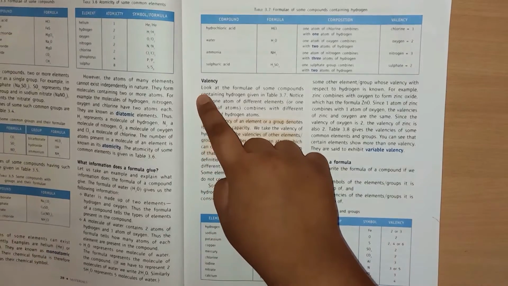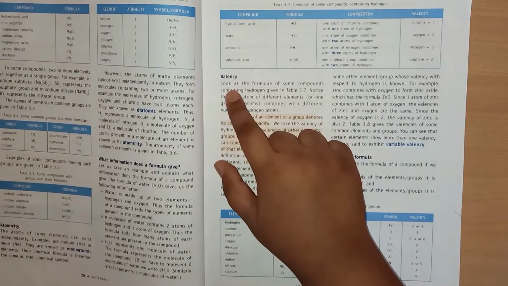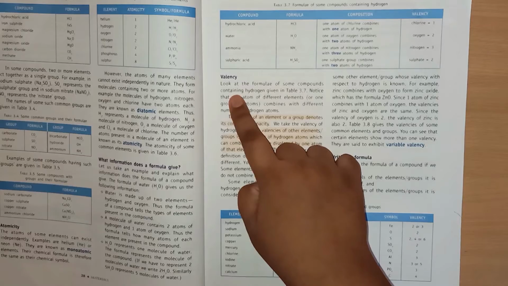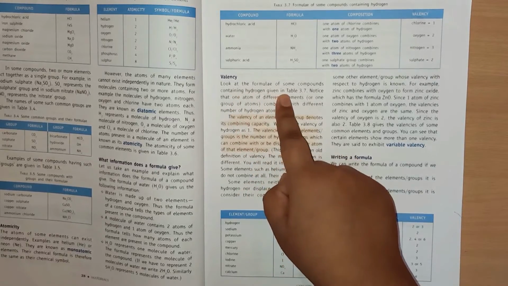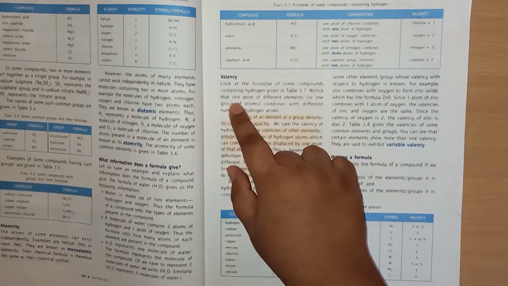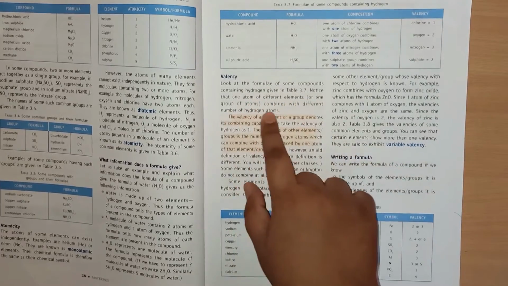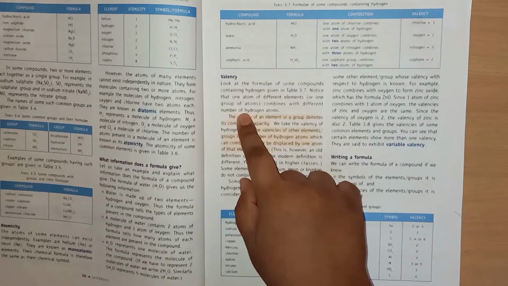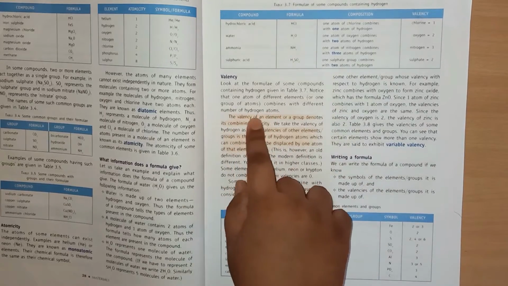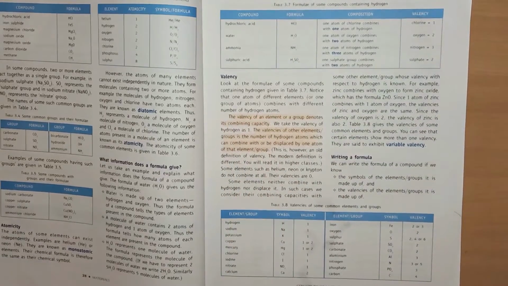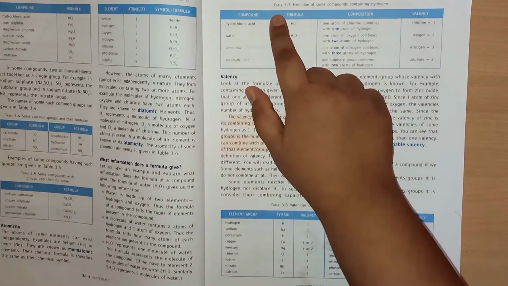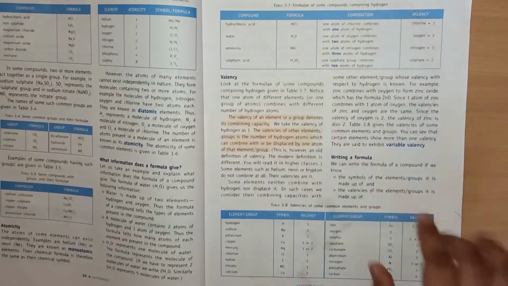Now let us take a look at valency. Look at the formulae of some compounds containing hydrogen in table 3.7. Notice that one atom of different elements, or one group of atoms, combines with a different number of hydrogen atoms. So it is telling us to read the table 3.7, which is this one.